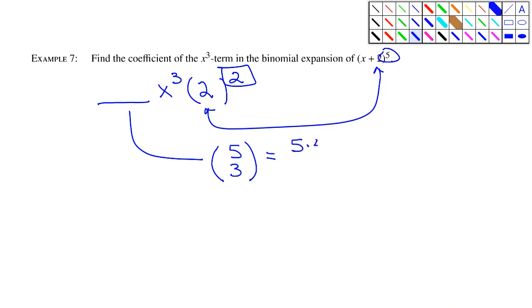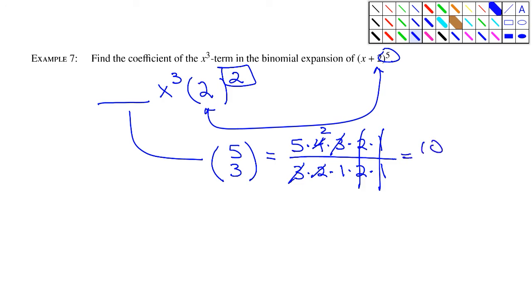So it'll be 5 times 4 times 3 times 2 times 1 over 3 times 2 times 1 times 2 times 1. The 2's cancel, the 3's cancel, the 2 and the 4 cancel and leave a 2 on the top. So it's 5 times 2 is 10. So this would be 10. But now the coefficient includes this 2 times 2. So the answer is actually 40.